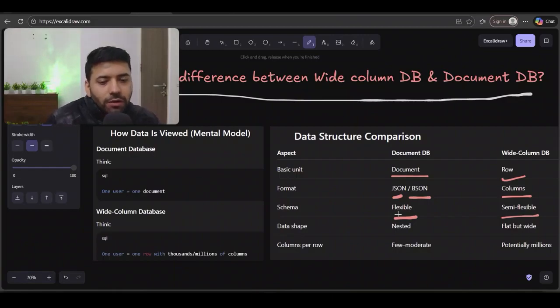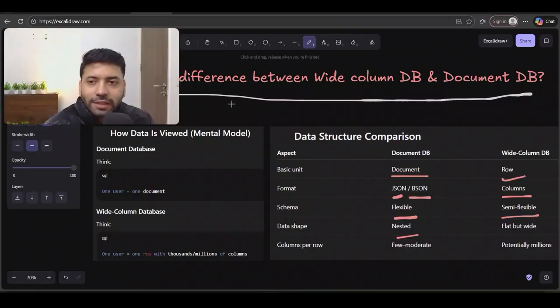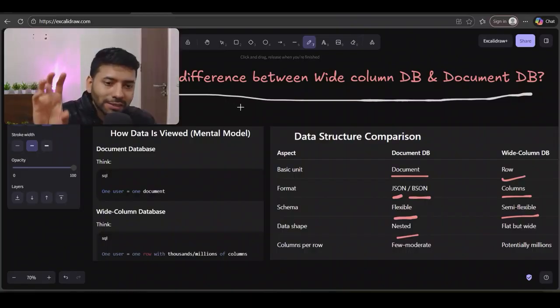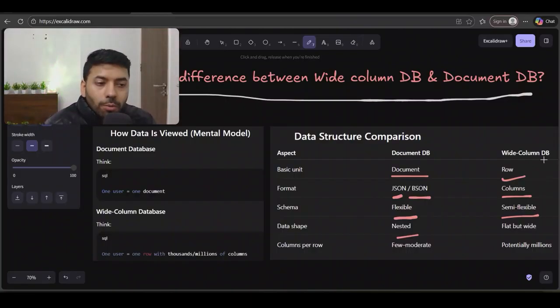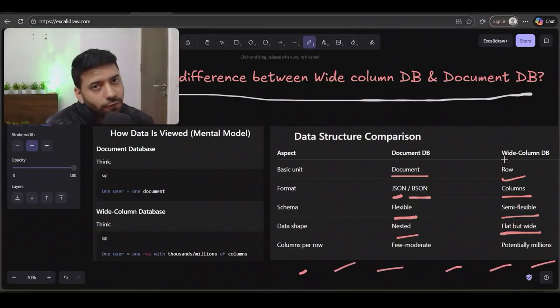but still it's semi flexible, we can say. When we talk about the data shape, in document DB it is nested, as we saw, it's JSON inside, so you can have nested things inside the JSON. When we talk about wide column DB, it is flat but wide, because we are talking about columns, so there is no nesting, but there can be a huge number of columns, so wide in that way. Next, when we talk about columns per row, of course the wide column database can potentially have millions of columns. So these are the differences between document DB versus wide column DB.